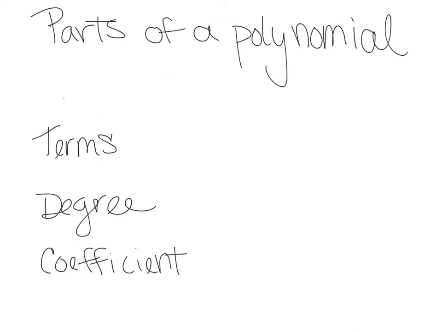So the first thing we want to talk about are all the different parts of a polynomial. So let's, for example, take an expression like negative 2x squared plus 4x minus 6. Now you guys are familiar with this. This is a quadratic expression. It's also known as a polynomial.